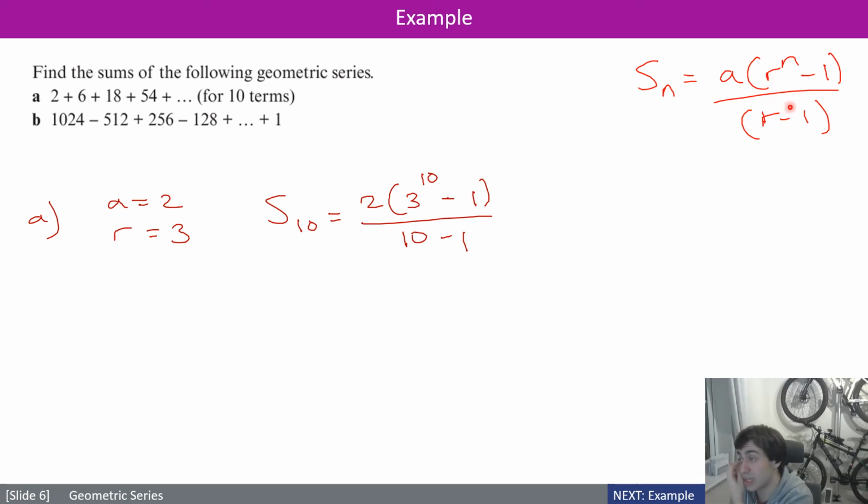So try not to get confused. I feel like that's a common error. For instance, this is not 3 to the power of 9. It's 3 to the 10, and then you just take 1 off. So then that's a job for the calculator. That's what we get: 3 to the 10 minus 1, times 2, divided by 2.